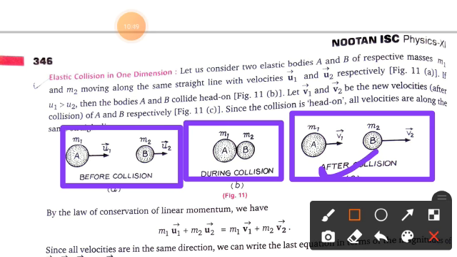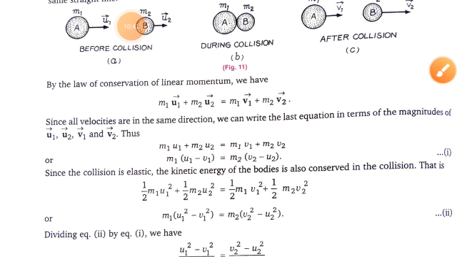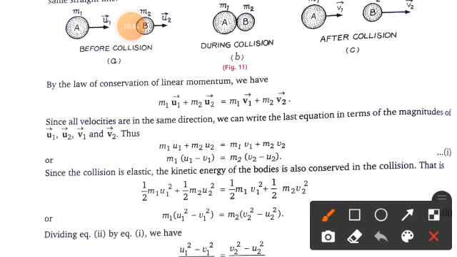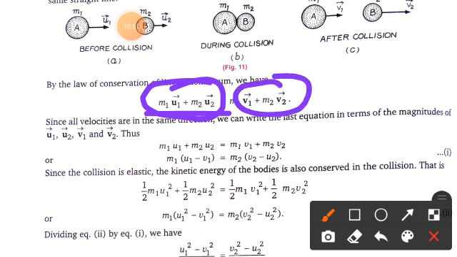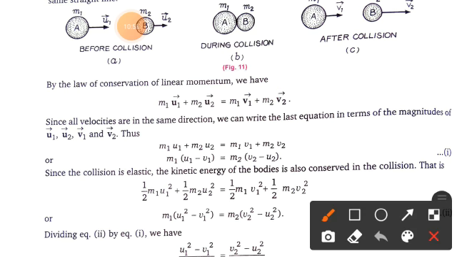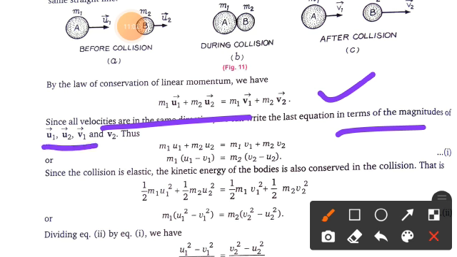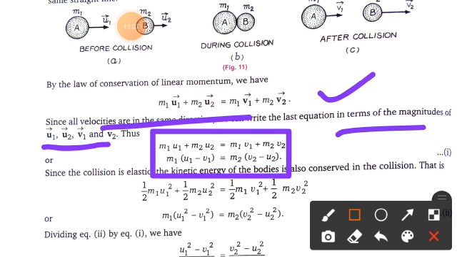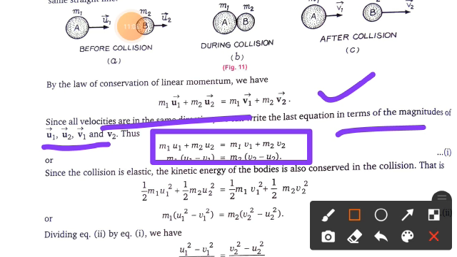So by the law of conservation of momentum, m1 u1 plus m2 u2, the momentum before collision, equals the momentum after collision. P equals mv, which you know very well is the momentum. Since all the velocities are in the same direction, we can write the above equation in terms of the magnitudes of u1, u2, v1 and v2. So if we write in terms of magnitude, this equation comes out.